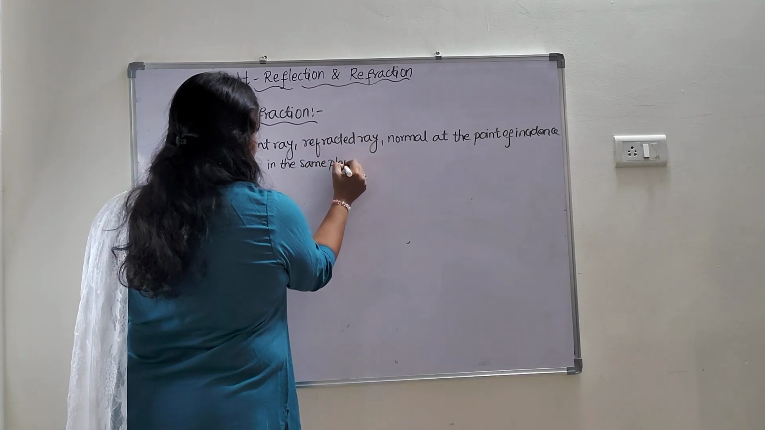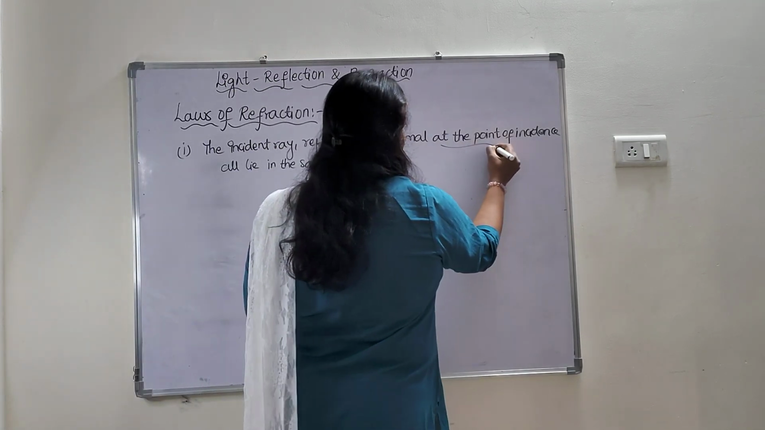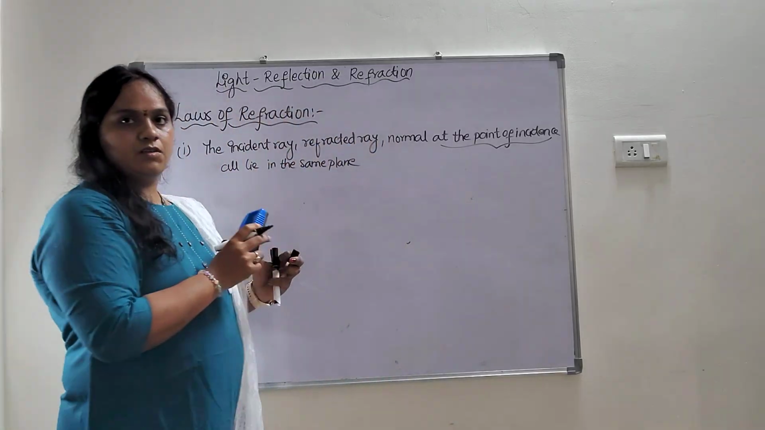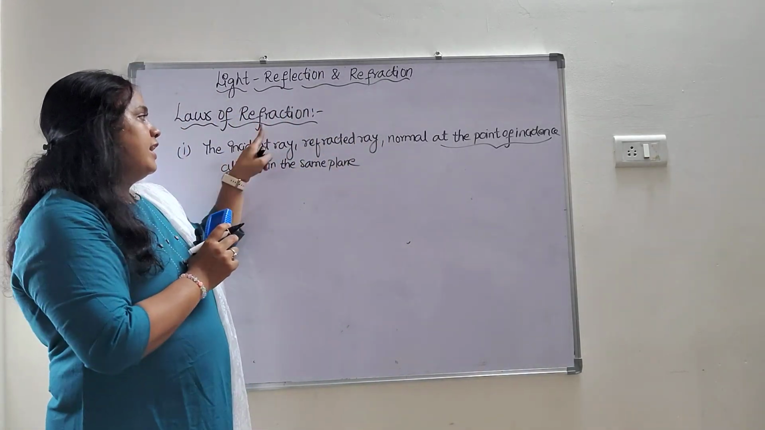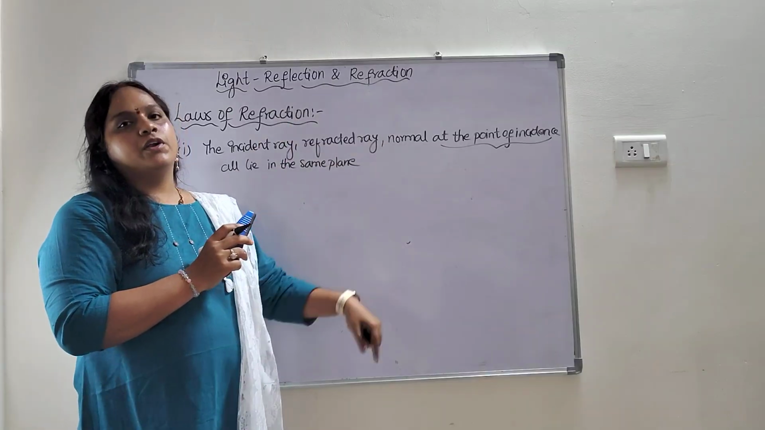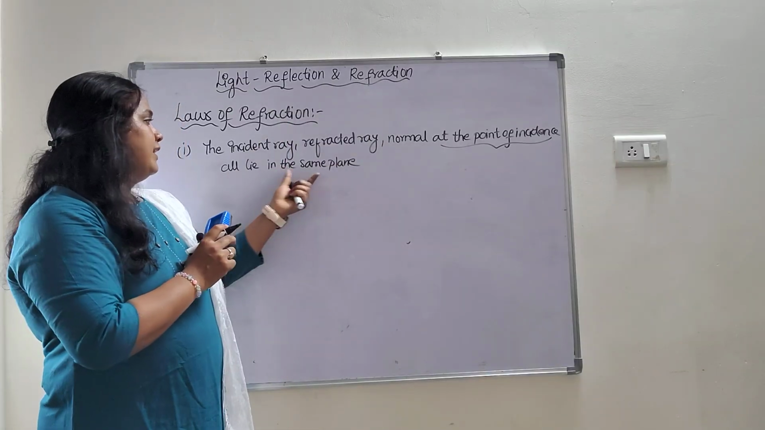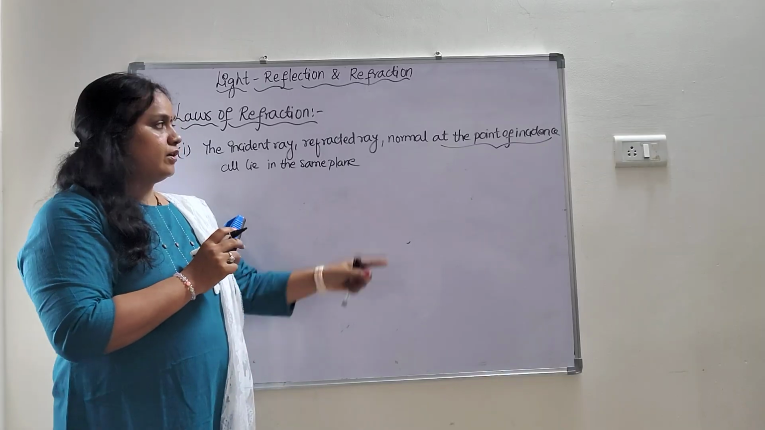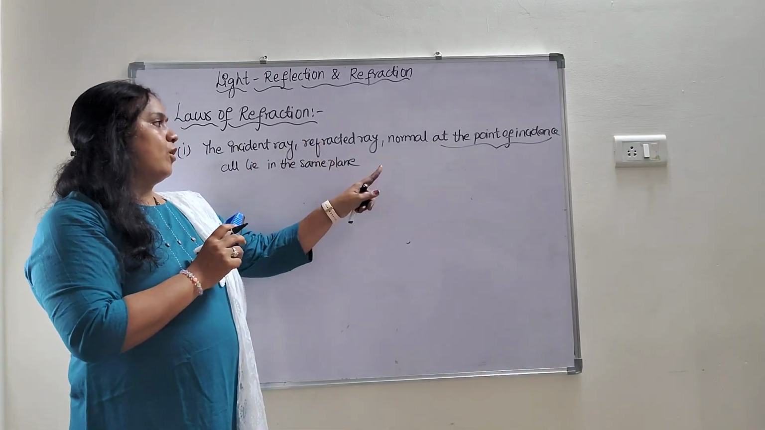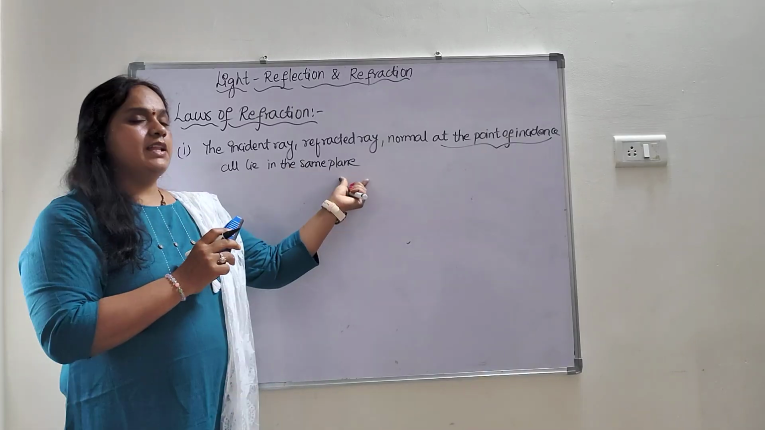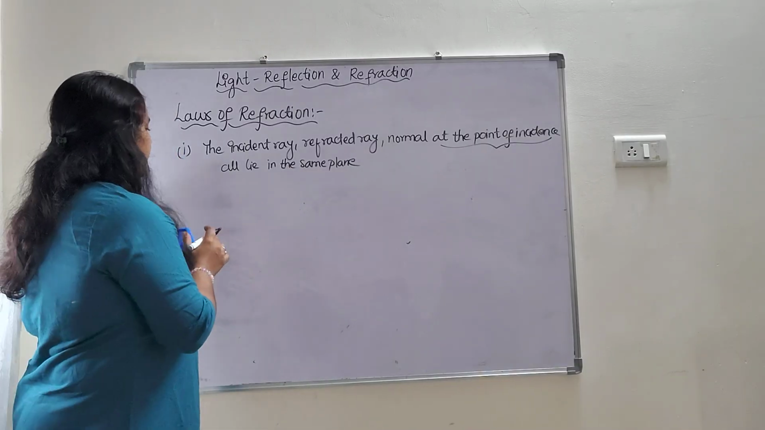Here, what is the keyword? Normal at the point of incidence is the keyword. Whenever you are writing the laws of refraction: the incident ray, refracted ray, normal at the point of incidence, all lie in the same plane. That is the keyword. If you are not writing that, you will not get the mark. So this is the first law.